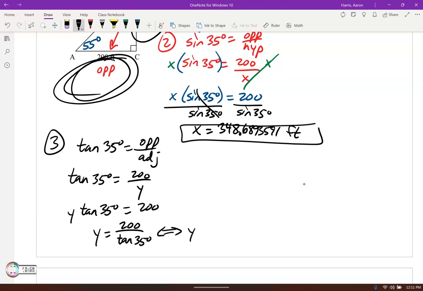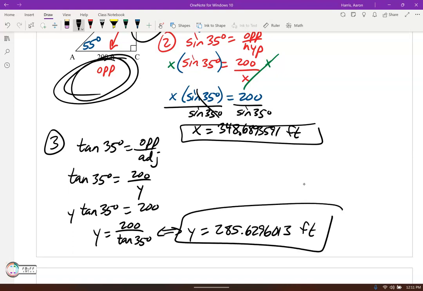And so let me punch this in. Pull up your decimal. Let's see. Okay, so 285.6296013. This is also in feet. Of course, you could round that if you need to round that.